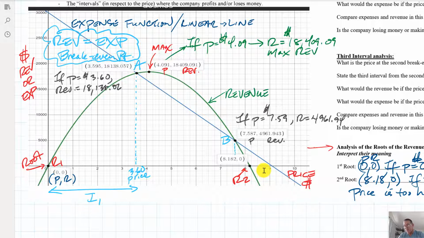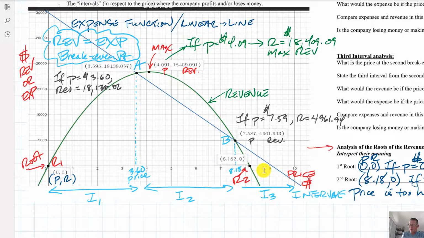So find your second break-even point at B. That's at $8.18 right there. That gives you your second interval. We'll call that I2. I1 is your first interval, I2 is your second interval. And then beyond the second break-even point, all the way to the right, that's your third interval. Okay, we'll call that I3. These are called intervals.